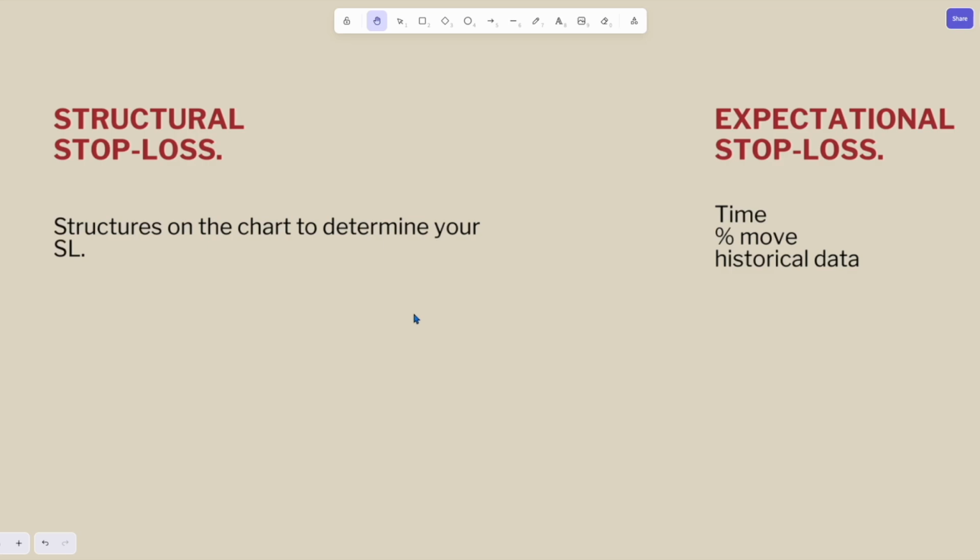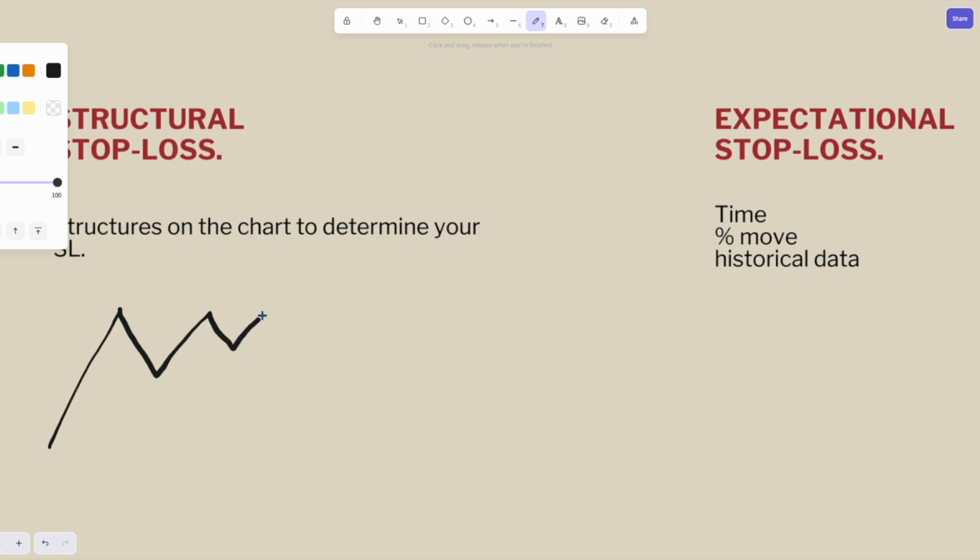So you will see that structural stop loss that you see on the left hand side, it's pretty simple and kind of self explanatory. It's simply based on the structures that you see on the chart to determine your stop loss. What that implies is, let's say you have a structure like this on the chart. So the price is going up, and then you started consolidating like this. And this is where you are consolidating. I'll draw a line of resistance here.